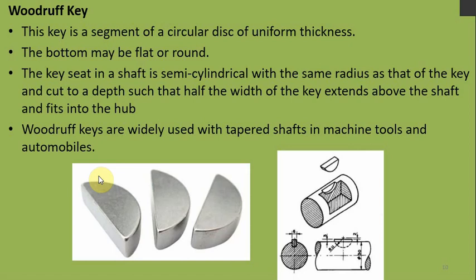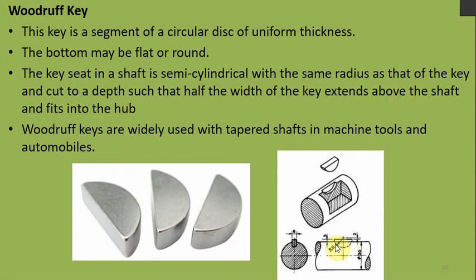The key seat in a shaft is semi-cylindrical. So the shaft will be provided with a semicircular or semi-cylindrical key seat, whose radius will be the same as that of the key, and cut to a depth such that half of the width of the key extends above the shaft and fits into the hub.